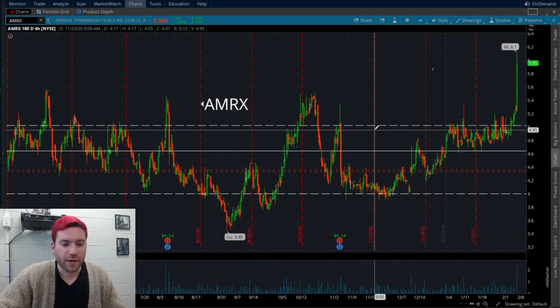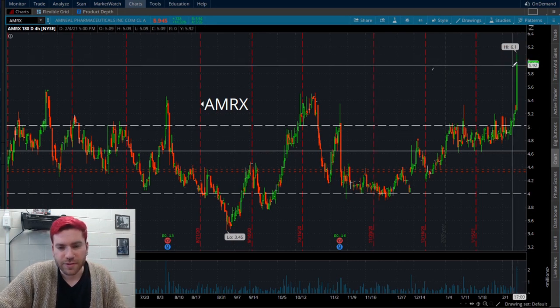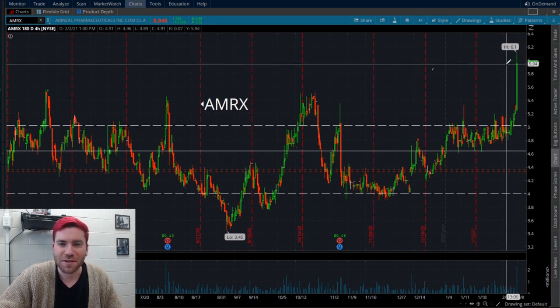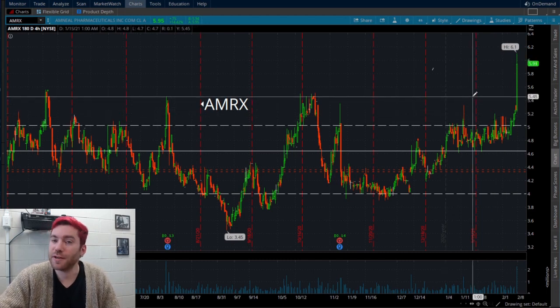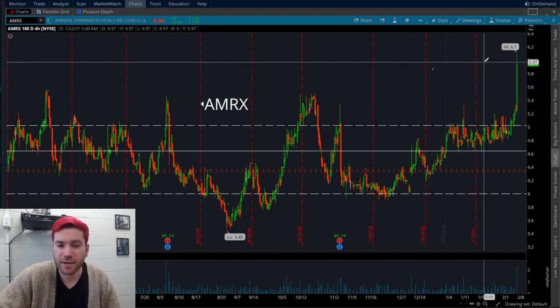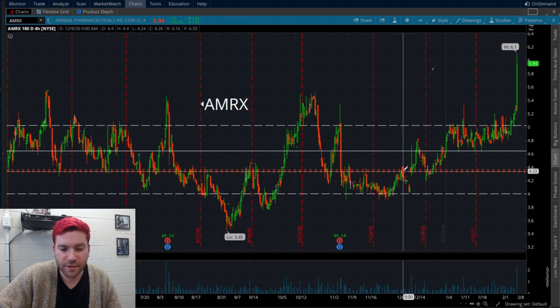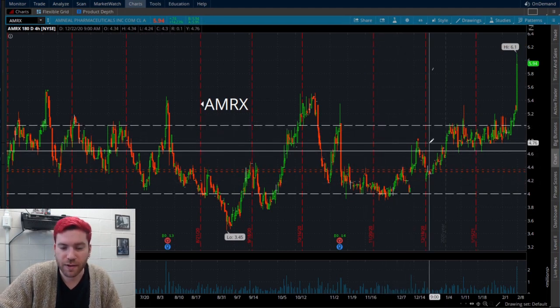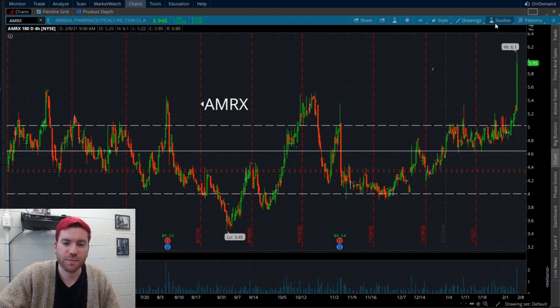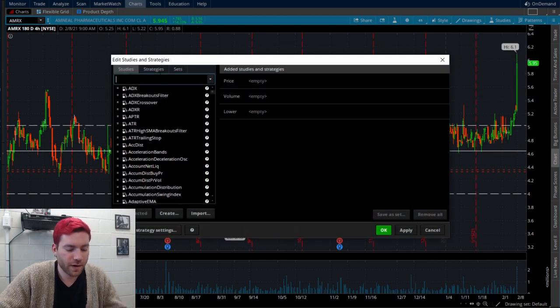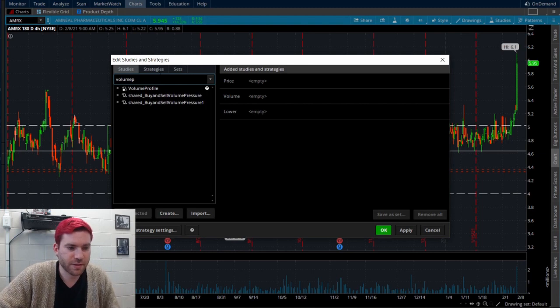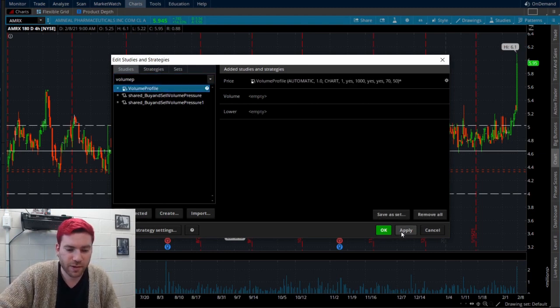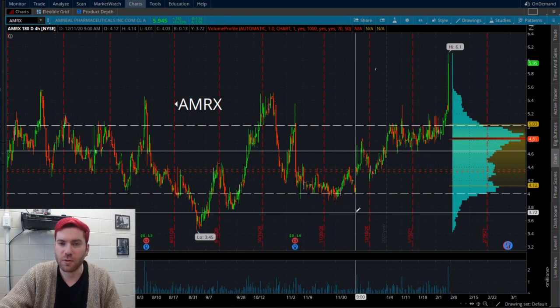So this is AMRX. It's been a really good channel play. Sadly, it's taken off, so it may not come back down to us, but with the supports being broken, maybe we get a new trend out of this. It's a great stock, but we have our volume profile down here, our first support we're watching, and then our area of value based on volume profile. Let's re-put on our volume profile. Now this volume profile has been here for months, way over some weeks. We apply it again, and now where is it?